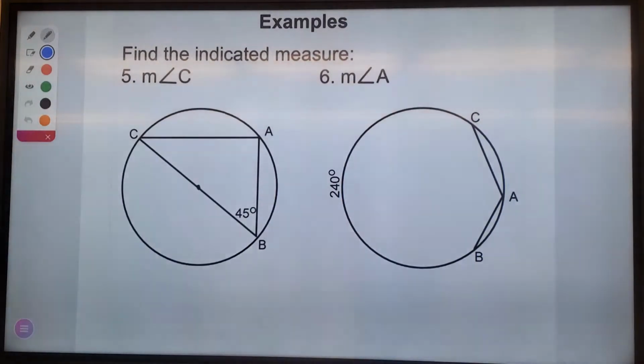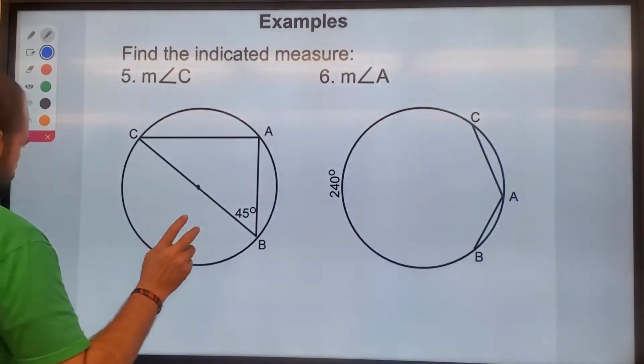Five and 6. Okay, again, find the indicated measure. So we have, again, several options here. Again, how your brain functions and processes it is 100% up to you. Okay, I'm going to go through 2 methods for this first one here.